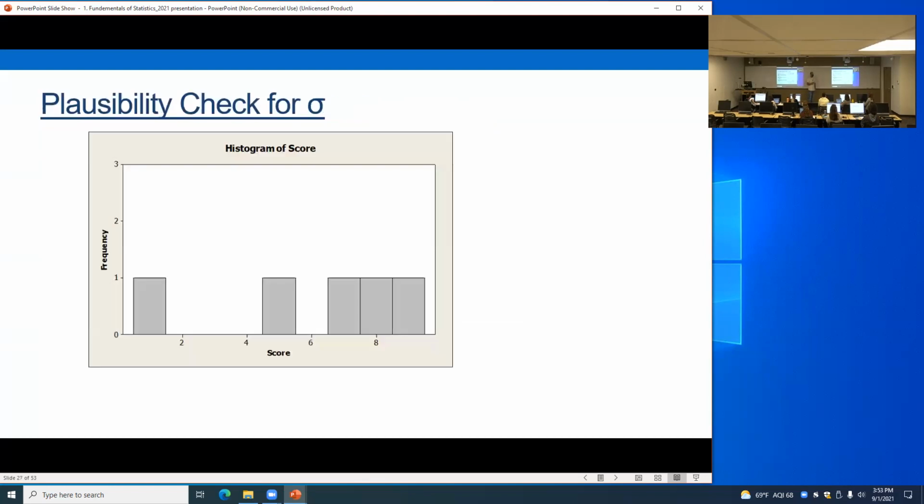Okay, so here's a plausibility check for our population standard deviation. I've got a set of scores. My mean is 6. The closest value to that is 1 unit away, and the farthest is 5 units away. Amanda, what should my standard deviation be for this set of scores? Within what bounds should my standard deviation fall? What if I get a standard deviation of 6? Should I be concerned about that?